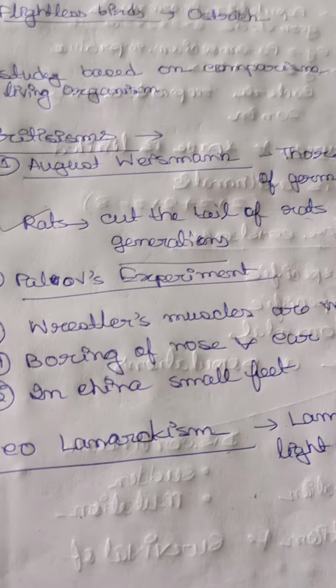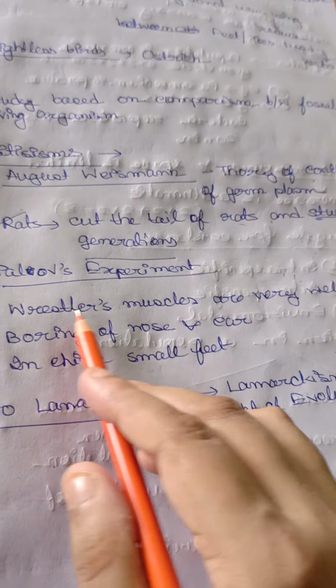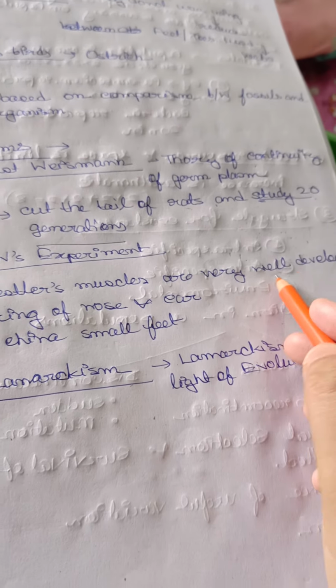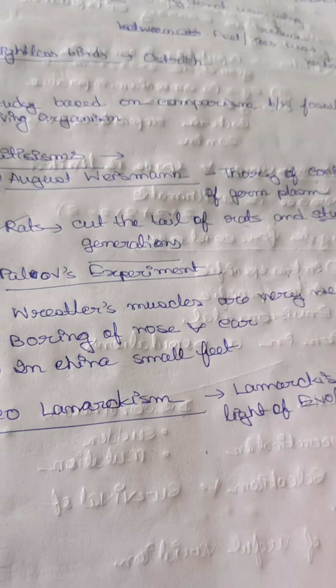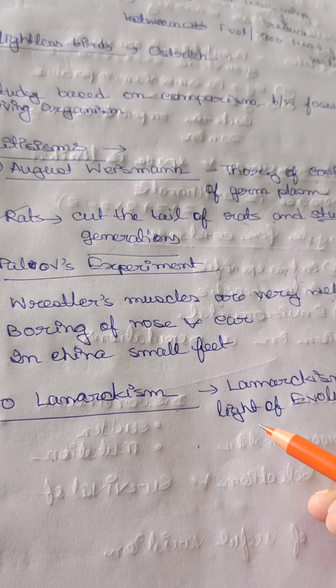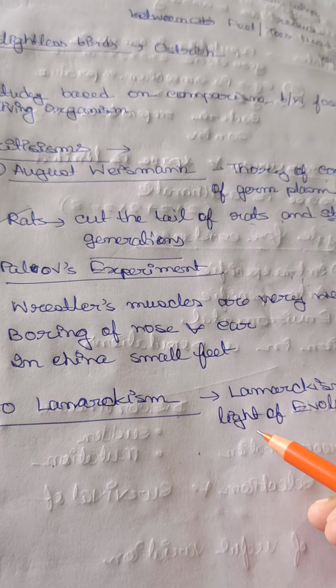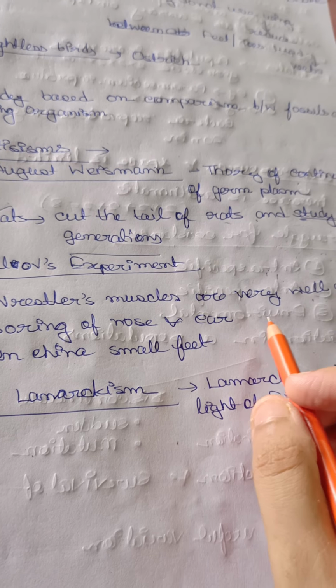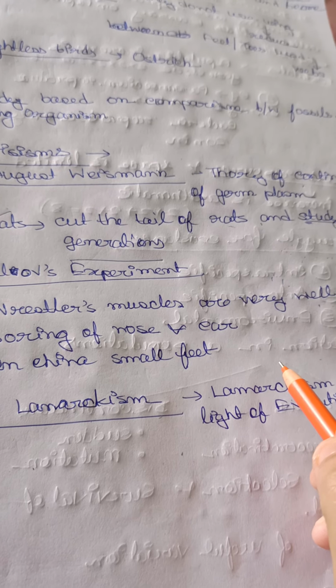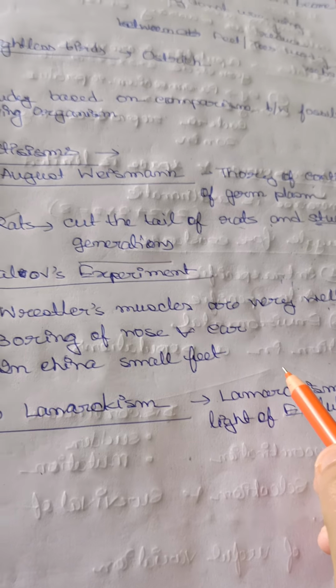Next, wrestlers: their muscles are very well developed, but when they reproduce, this characteristic cannot be seen in their children. Wrestlers' muscles are very strong, but their children's muscles are not so strong. When they exercise, then their muscles will become strong. So again, this is one example.